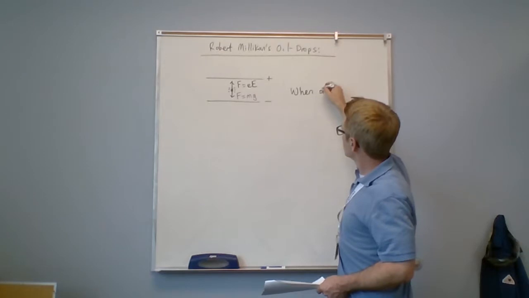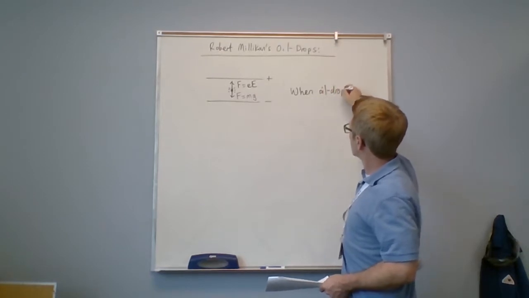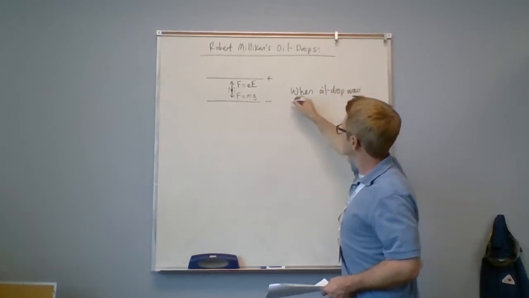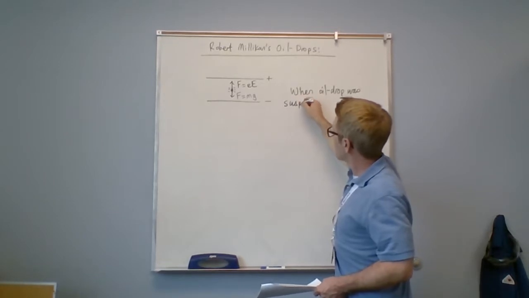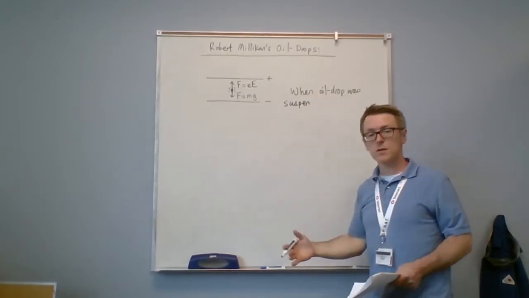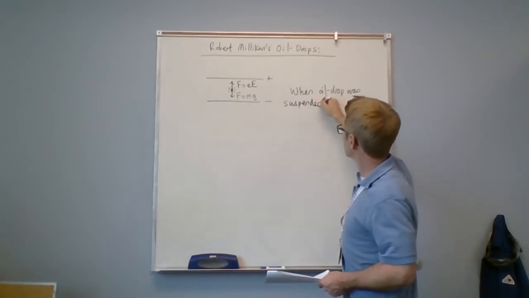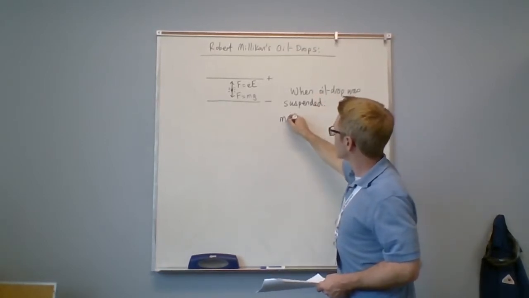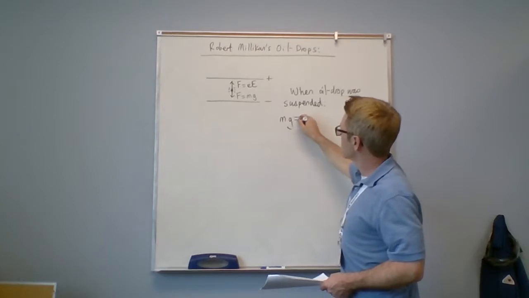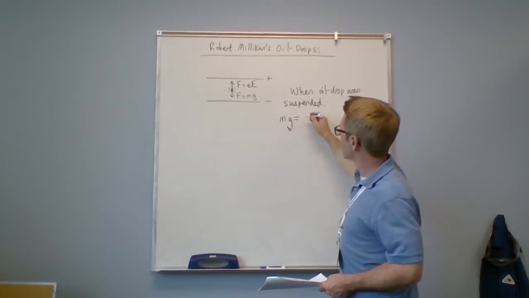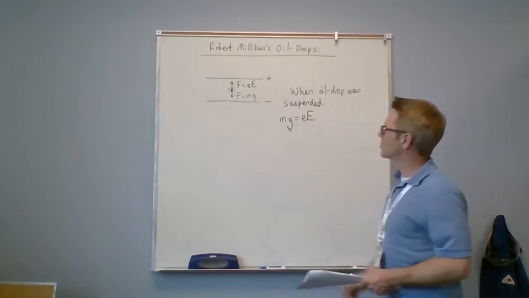So when the oil droplet was suspended, and Millikan was able to know it was suspended because he could look through his machine through a look glass, then we know that the force due to gravitation was counterbalanced by the force due to the electric field.